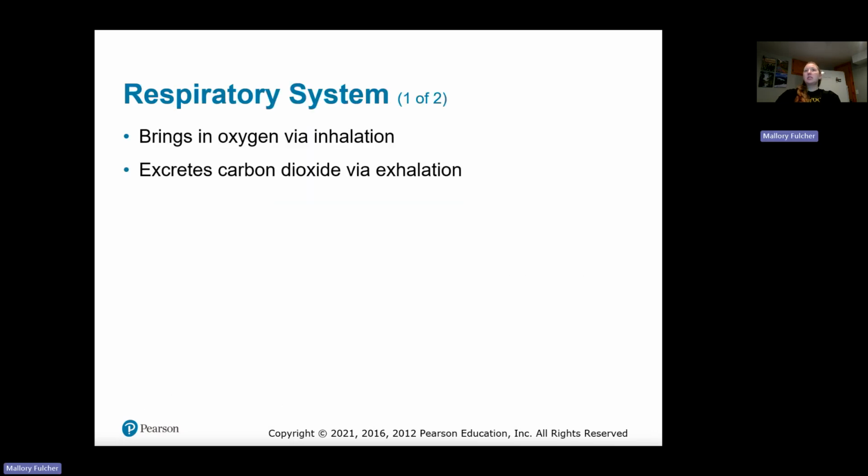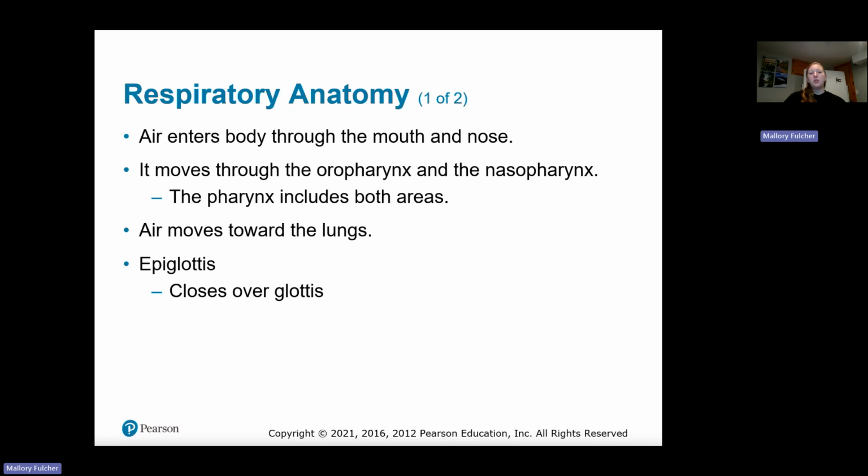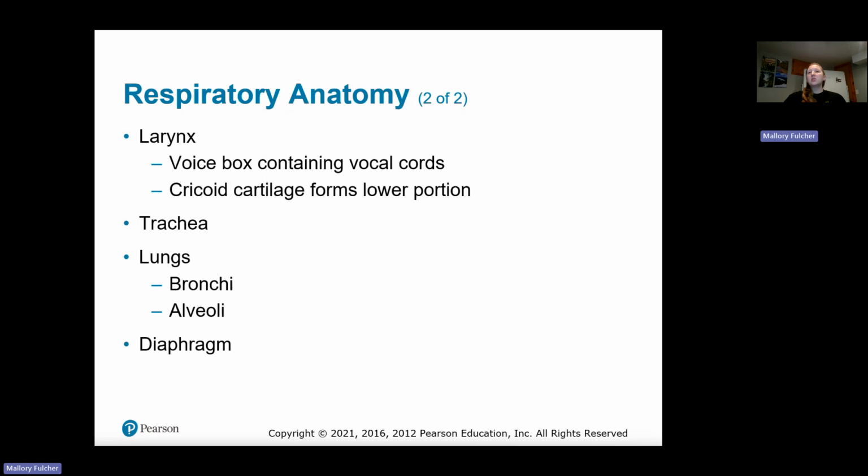Our respiratory system brings oxygen into the body via inhalation and excretes carbon dioxide via exhalation. Air enters the body through the mouth and the nose and moves through the respiratory system, including locations like the oropharynx, nasopharynx, epiglottis, larynx, trachea, lungs. The diaphragm is included in this as well. The diaphragm is actually the muscle that helps us to breathe. Contraction and relaxation of the diaphragm is what creates the ability to bring air into our lungs and expel air.